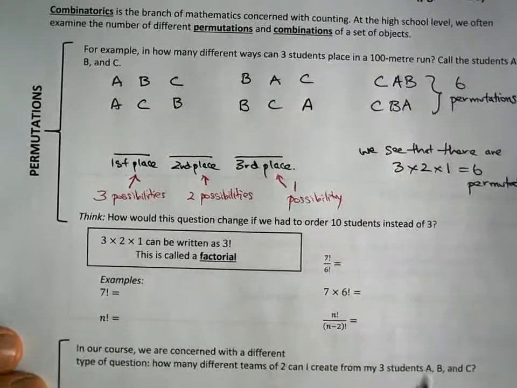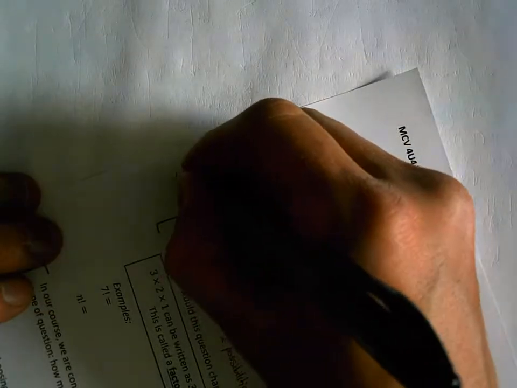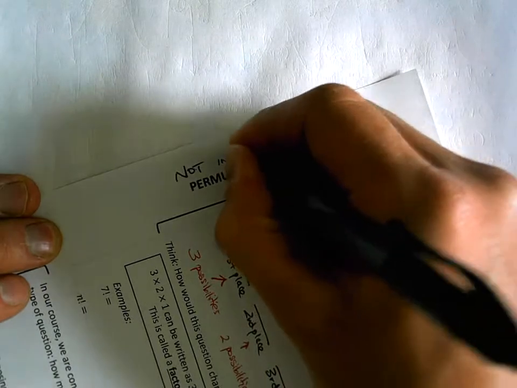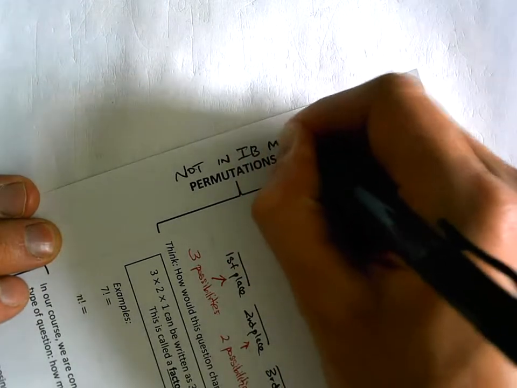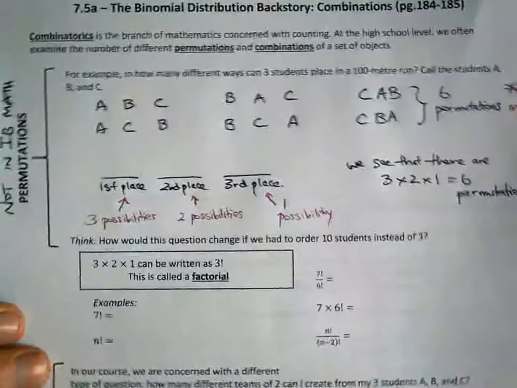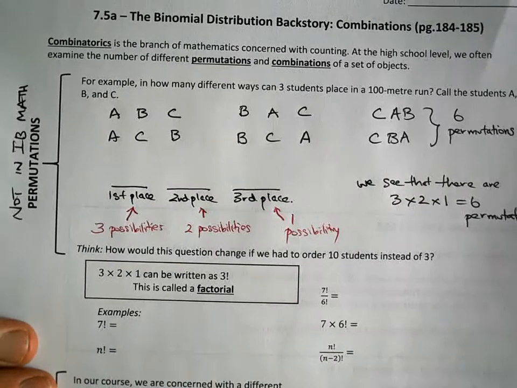Permutations are not in IB. So I'm going to just write on the side here. These are not in IB math. They are in the data management course, grade 12, but we don't really do them. So I just wanted to give you some background information.